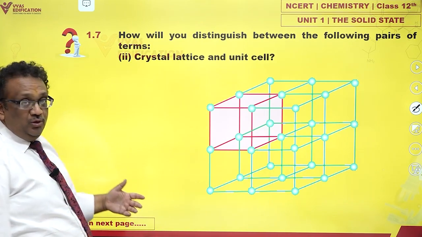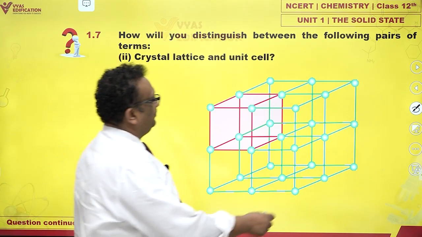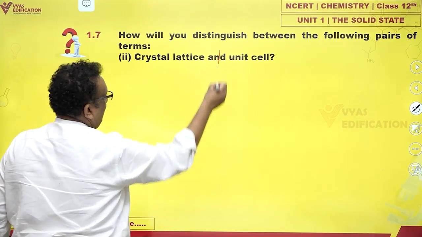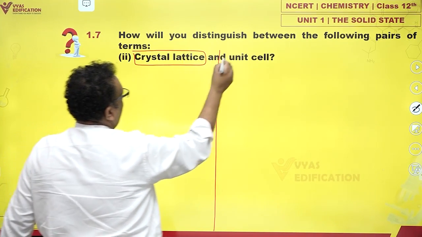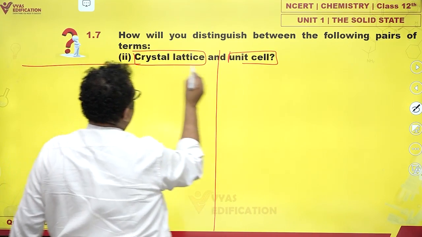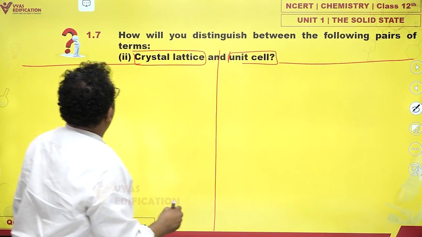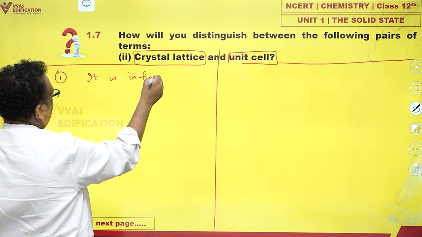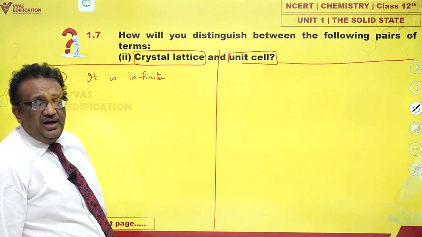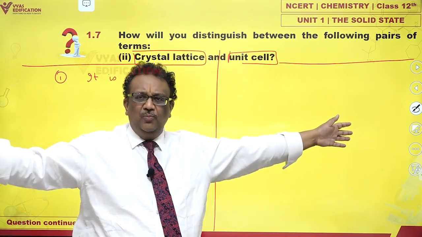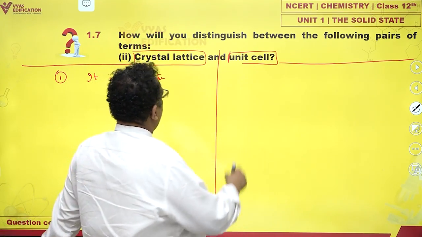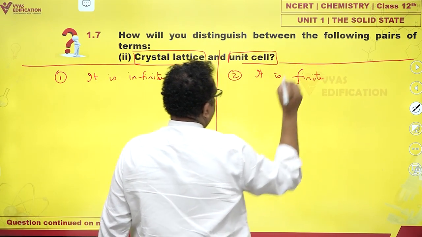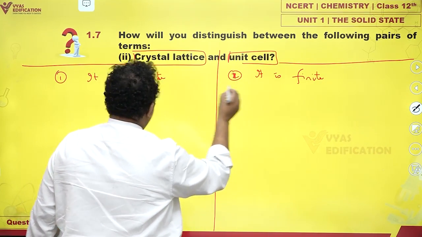So if you want to note this point wise, I can give it point wise to you also. Let me write it for you: crystal lattice and unit cell. How do you distinguish? Let's try. First point, crystal lattice is infinite. It is like a line. It has no beginning, no ending. It's an infinite concept. And unit cell, it is finite.